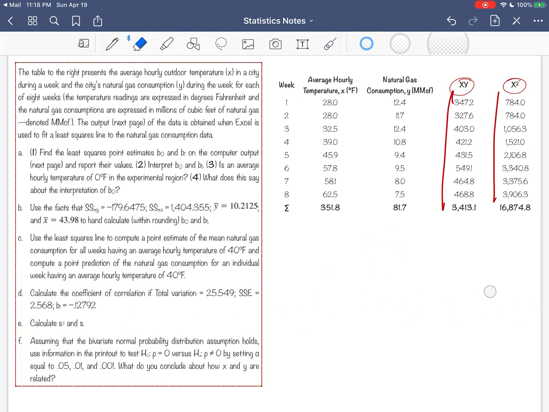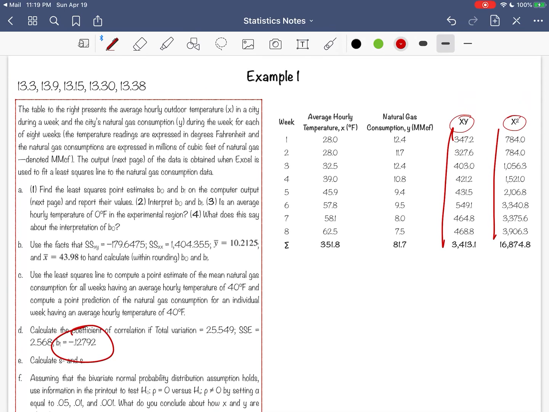Part D says calculate the coefficient of variation, calculate the correlation coefficient. In total, if total variation is 25.54, SSE is equal to 2.568, and B1 is equal to negative 0.12792, which we've already determined in the previous part. So we're looking for the correlation coefficient. The correlation coefficient is rho. It is between 1 and -1. So I'm going to calculate R squared and then take the square root.